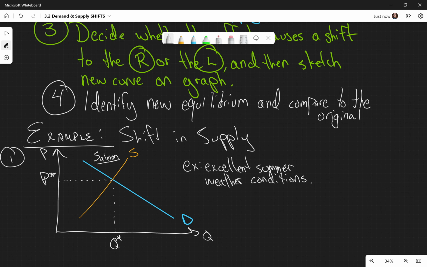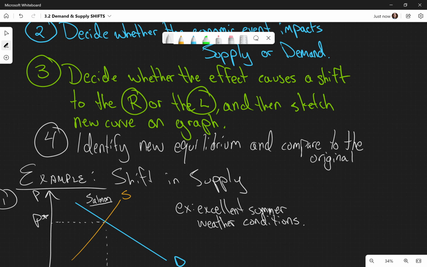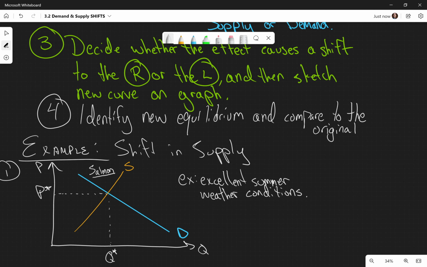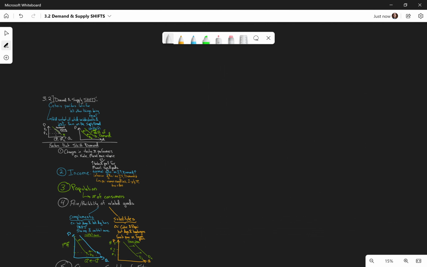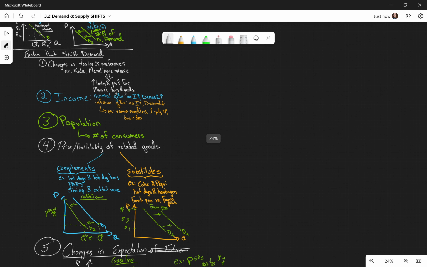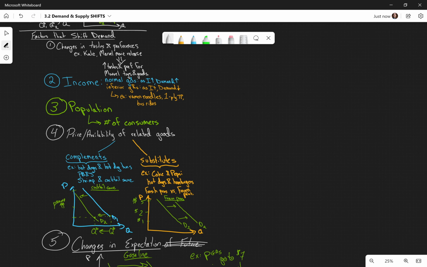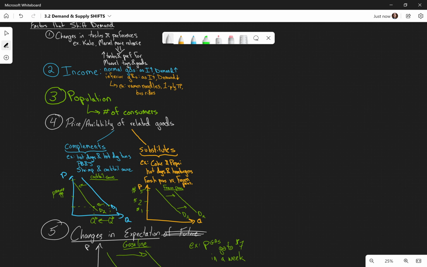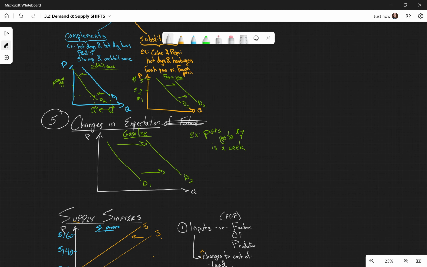And so as a result of this prompt, the economic event, we are going to decide, number 2, whether it's impacting supply or demand. Well, this is a weather condition. So again, this is why I wanted you to think of these things as buckets. So we go back through and say, okay, demand shifters. Is weather a change in tastes and preferences? No. Does weather have anything to do with income? No. Does weather have anything to do with the population? No. A population of salmon, but not the population of consumers. Does weather have anything to do with the price of related goods? No. Does it have to do with a change in my expectation? No.